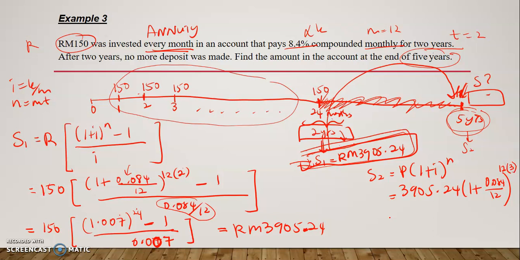As usual, the next step is to simplify your calculation. So 3905.24, 0.084 divided by 12 is 0.007. 1 plus that value is 1.007 power of 36. So your final answer is RM5020.06.